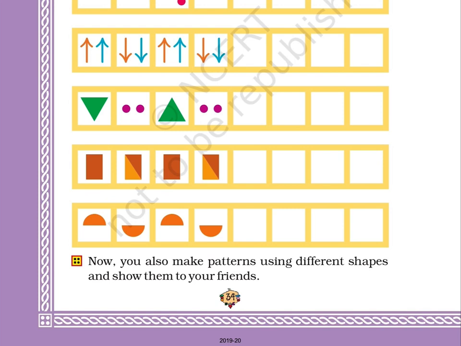Pattern 7. Box 1, half circle with curved side up. Box 2, half circle with curved side down. Box 3, half circle with curved side up. Box 4, half circle with curved side down. Box 5, box 6, box 7 and box 8 are blank. Now you also make patterns using different shapes and show them to your friends.